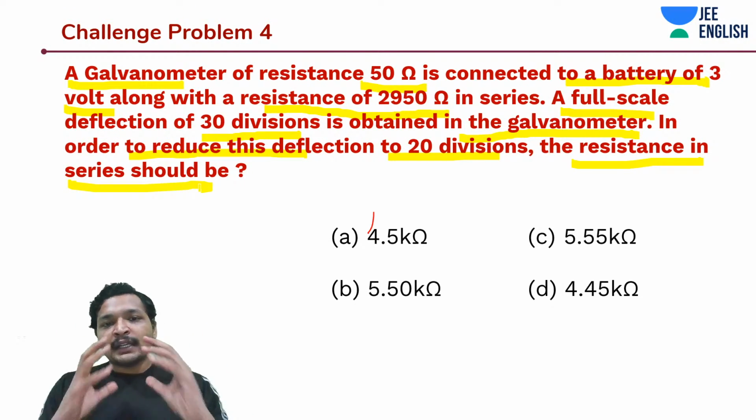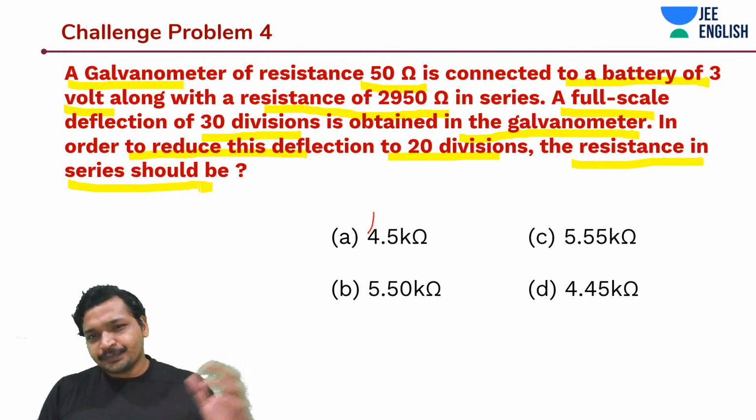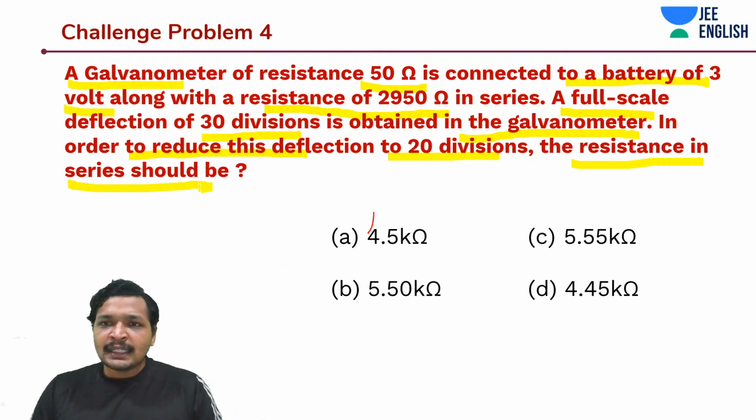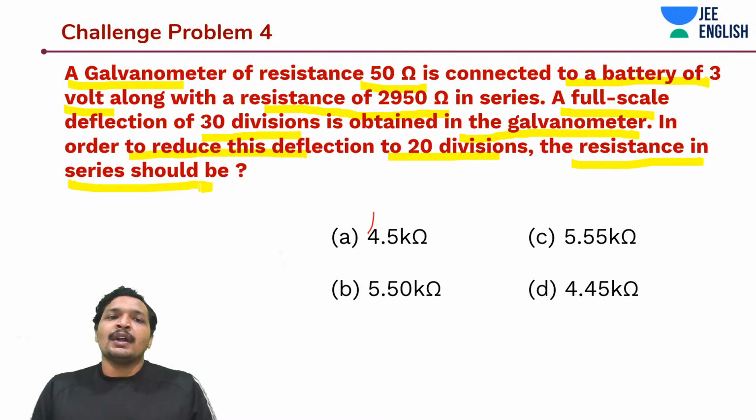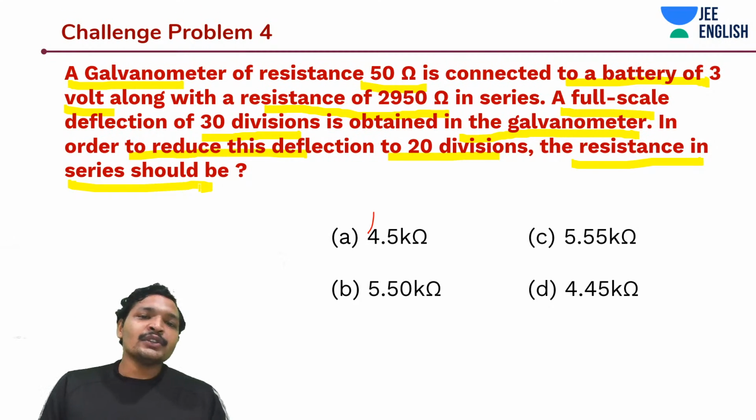You have a galvanometer, it has some resistance of 50 ohms. You have initially connected it to a 3 volt battery and also in series with 2950 ohms. A full scale deflection of 30 divisions is obtained in the galvanometer. In order to reduce it to 20 divisions, what should be the resistance?